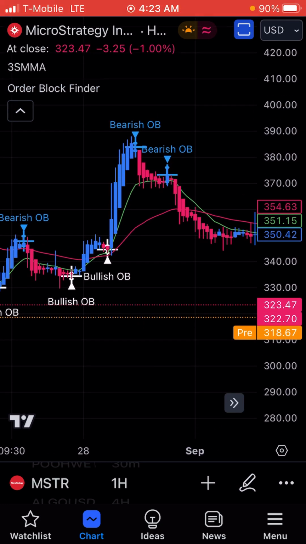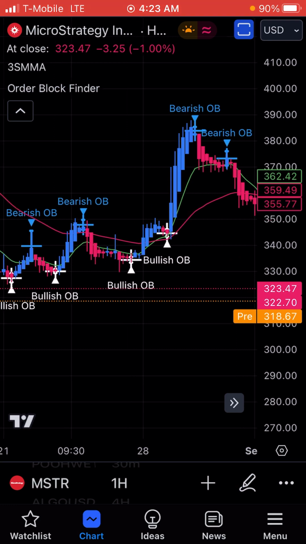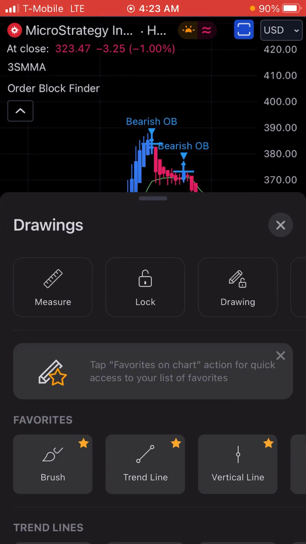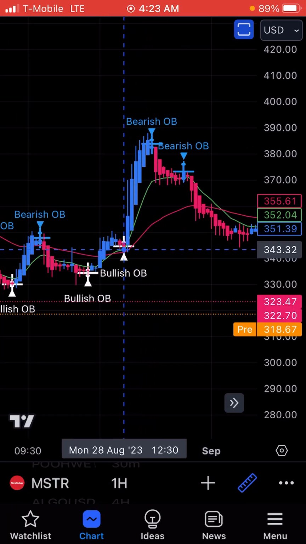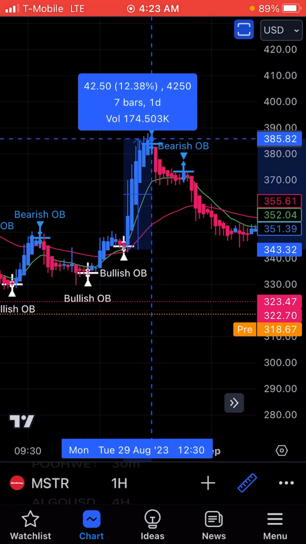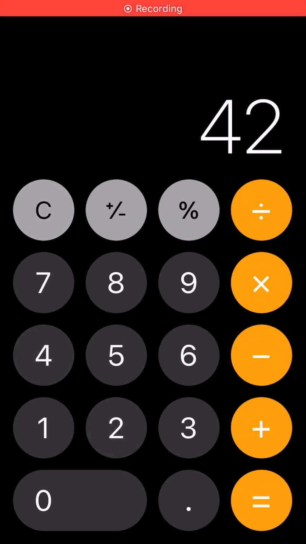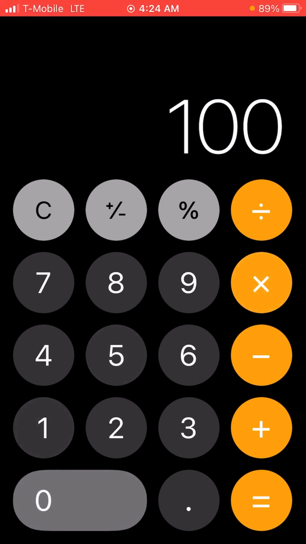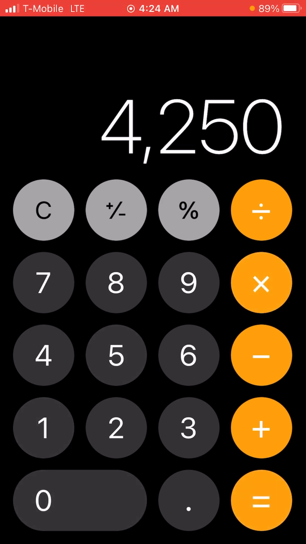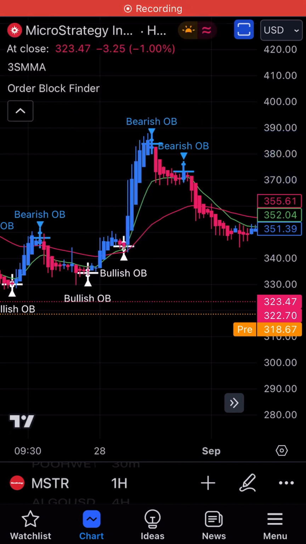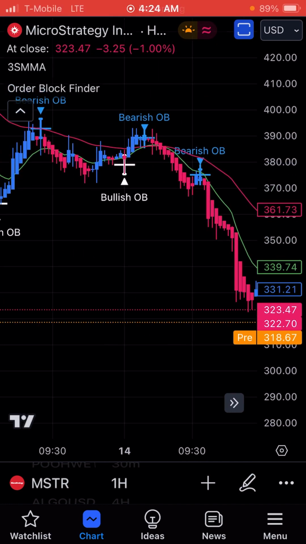We're going to do a couple examples. Let's see. We got bullish and bearish right here. We see a bullish to bearish. This is 1 day. This is a $42 difference in price. So this is basically $42.50. $42.50 times 100. It's about $4,250 right there.